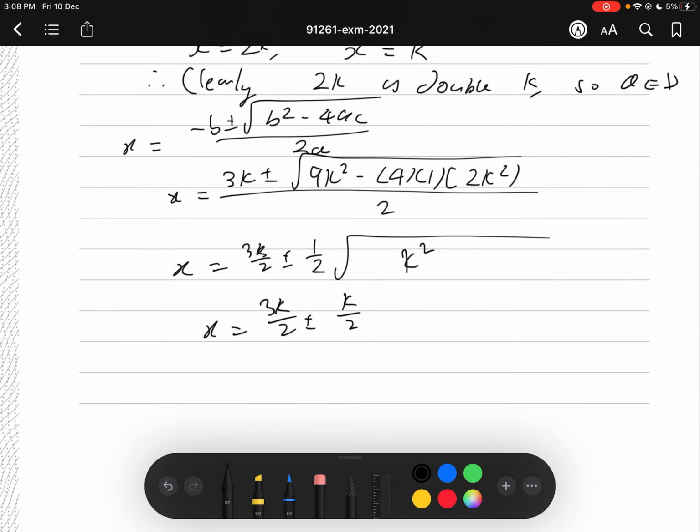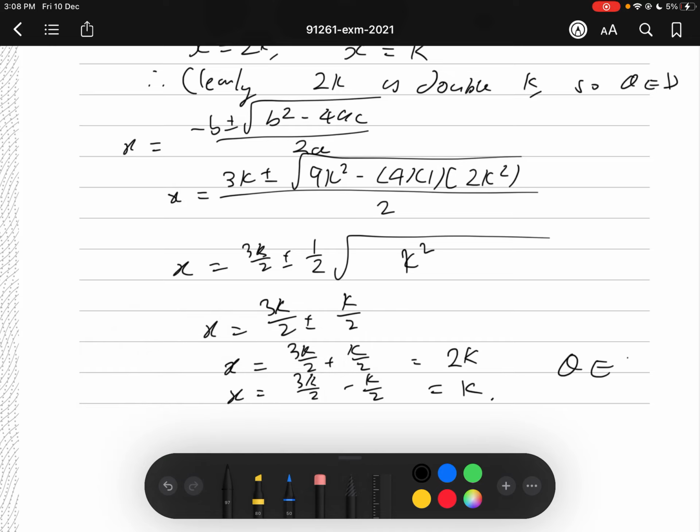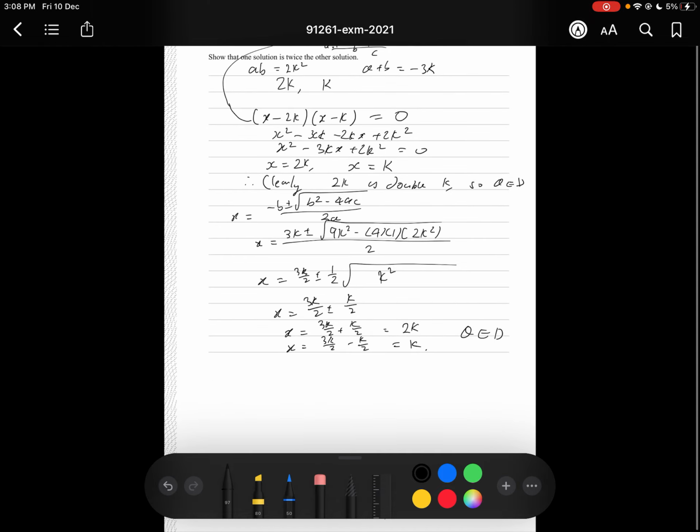And this gives us x equals 3k over 2 plus or minus k over 2. Our first solution is when it's a plus sign, so x equals 3k over 2 plus k over 2, and that's clearly equal to 2k. Our second solution is when it's a minus sign, so x equals 3k over 2 minus k over 2, and that's k. So we get the same two solutions. It doesn't matter which way you do it, you're going to get 2k and k as your two roots. Clearly 2k is double k, so we have proved the statement that one solution is twice the other.